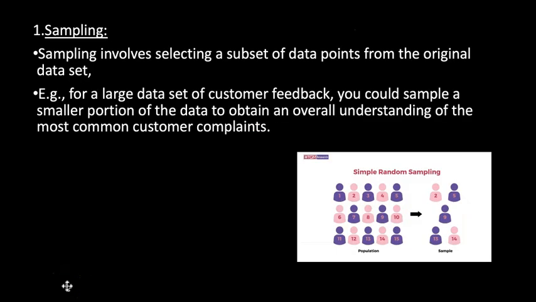There are also very detailed methods for how we can reduce large data. The first method, which is commonly seen and well known, is called sampling. Sampling involves selecting a subset of data points from the original data set. For example, we have a large database of the patients, right?